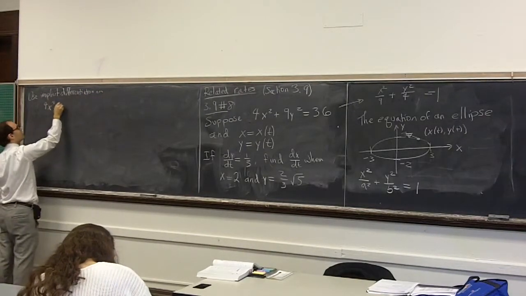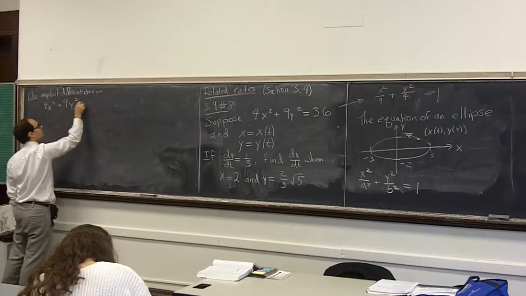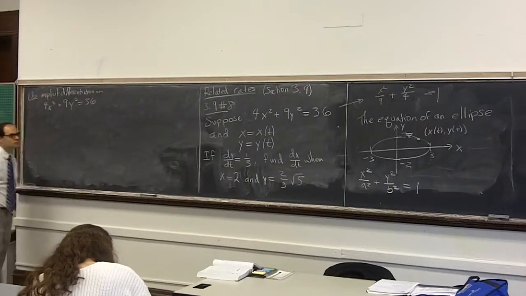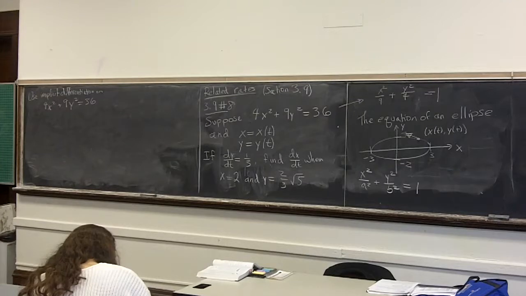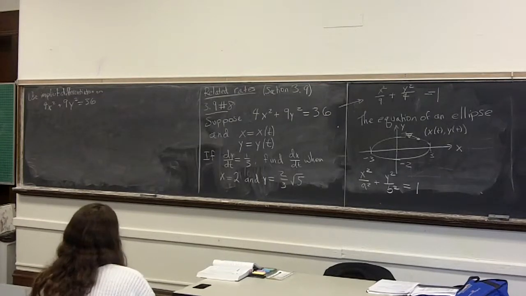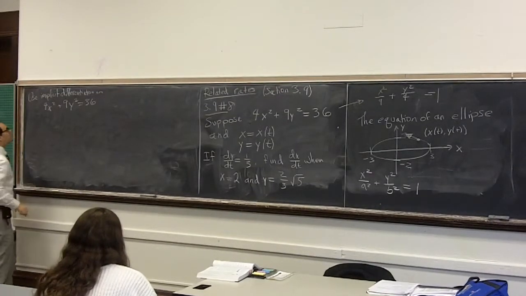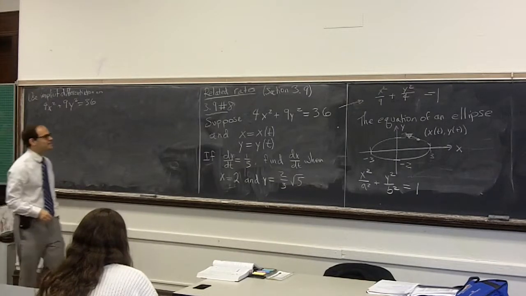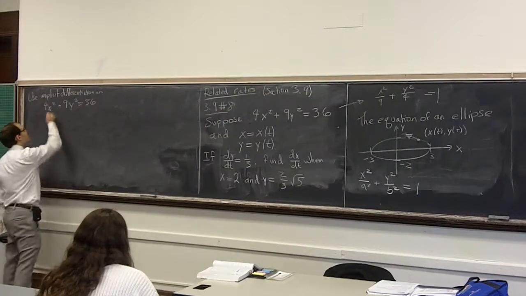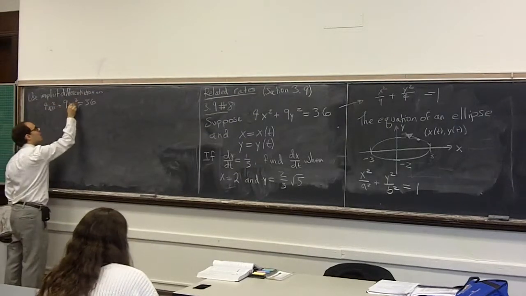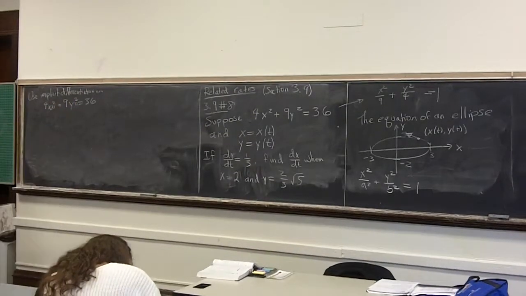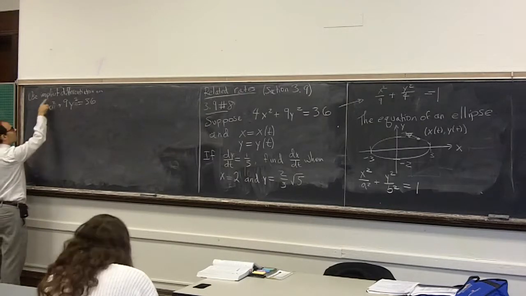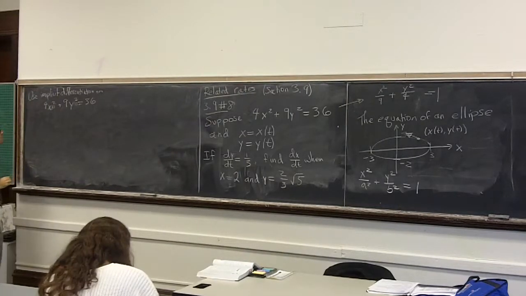4x squared plus 9y squared is 36. You could also use the other equation that I wrote down for the ellipse. That's fine too. Okay, so let's go ahead and do that. Let's take the derivative now of x and y. Both of them, note, are functions of t. And we're going to take derivatives with respect to t. So here we go. Take the derivative of this guy with respect to t.